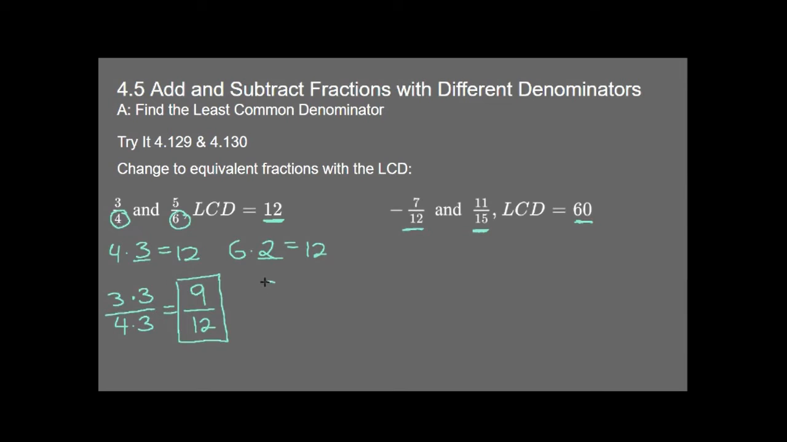Now I'm going to work with 5/6. I already said I'm going to multiply 6 times 2 to get 12, which means I also need to multiply the top times 2, and that's 10/12. So 10/12 is the equivalent fraction to 5/6 with 12 as the denominator.